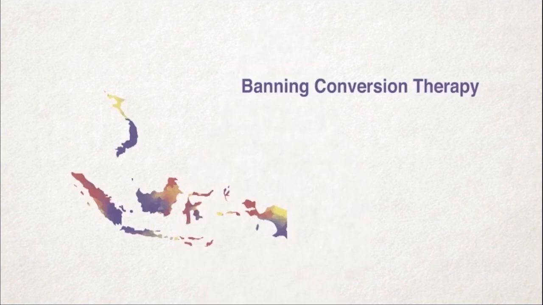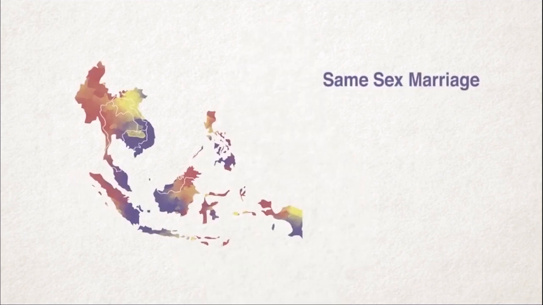Another aspect of sex and gender diversity to be mentioned is the banning of conversion therapy. Conversion therapy consists of a psychological treatment or spiritual counseling, whose purpose is to change a person's sexual orientation from homosexual or bisexual to heterosexual. Regarding these conversion therapies, only 3 countries in the region have banned it. These are Vietnam, Indonesia, and Timor-Leste. Finally, of the 11 countries in the region, none of them legally recognize same-sex marriage.